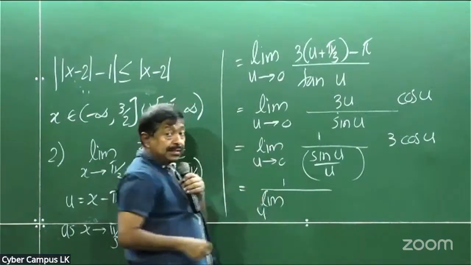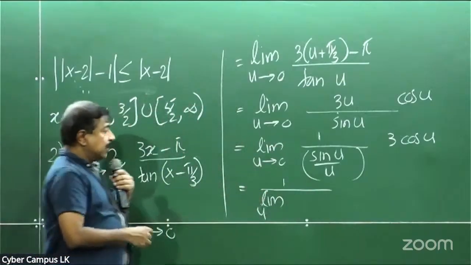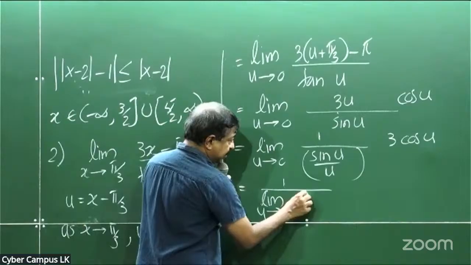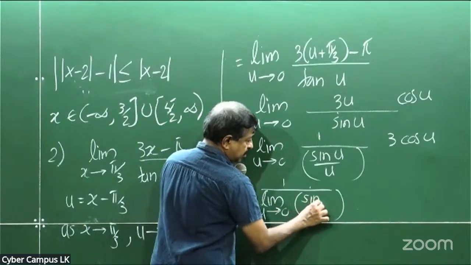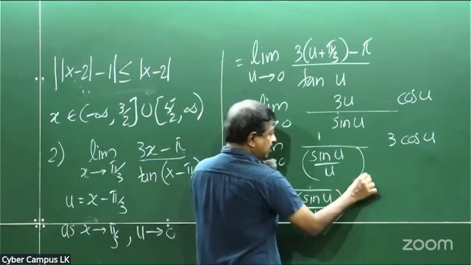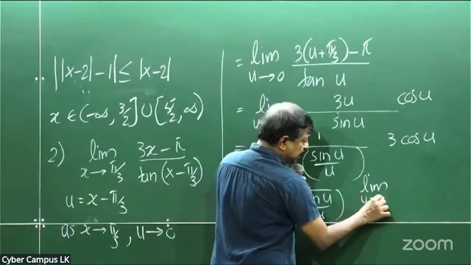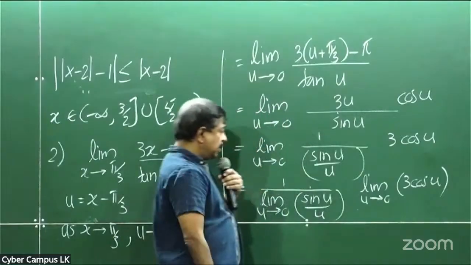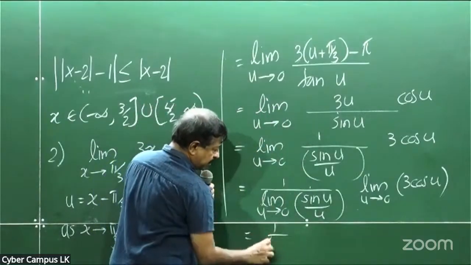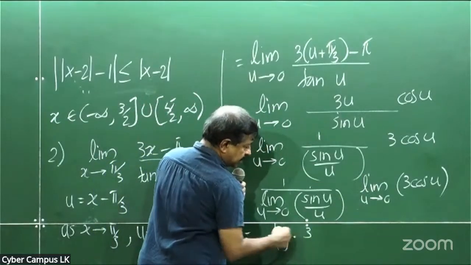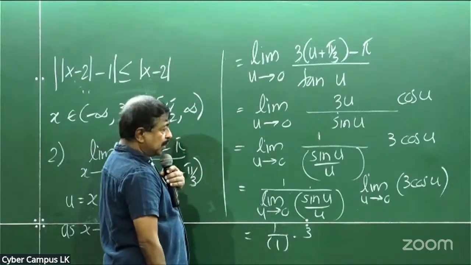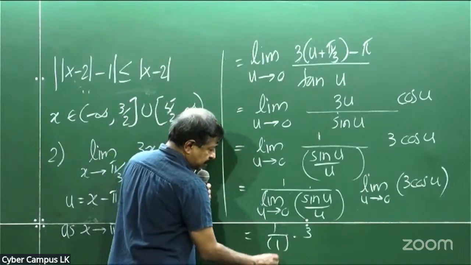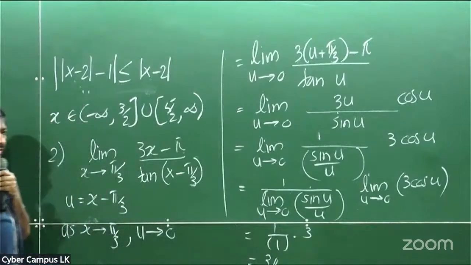You can straight away tell what the answer is, but you have to use the properties of limits. This can be computed by substitution. It's not a standard formula. Now this is 1. That is 3, because cos 0 is 1. So it is 3. Third.